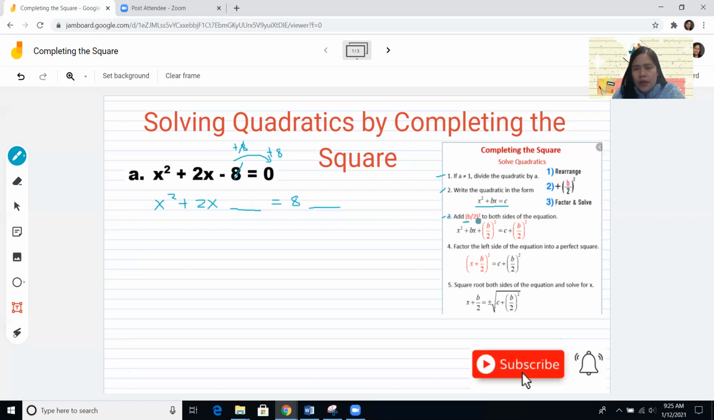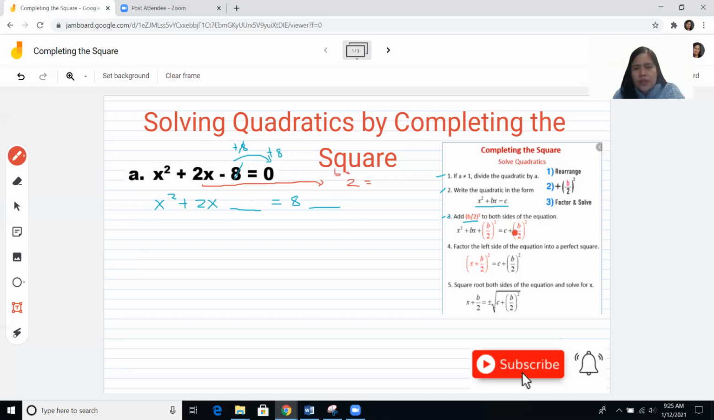We're looking for the numerical coefficient of the linear term, and we're going to divide it by 2 and then square it. Let me use the red marker here. The numerical coefficient of the linear term is 2. So that is the value of your b. Therefore, b is equal to 2.